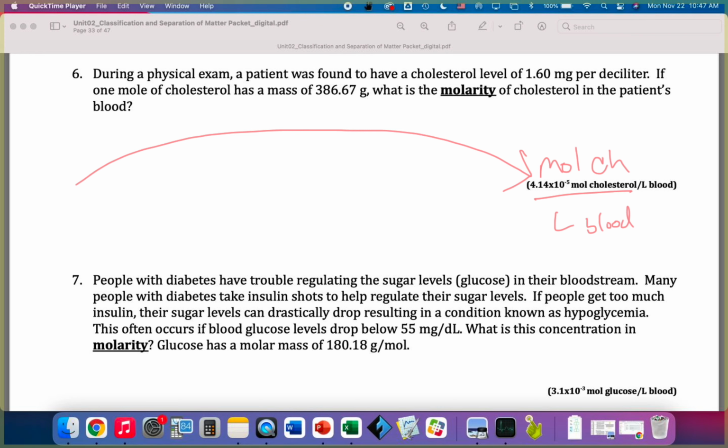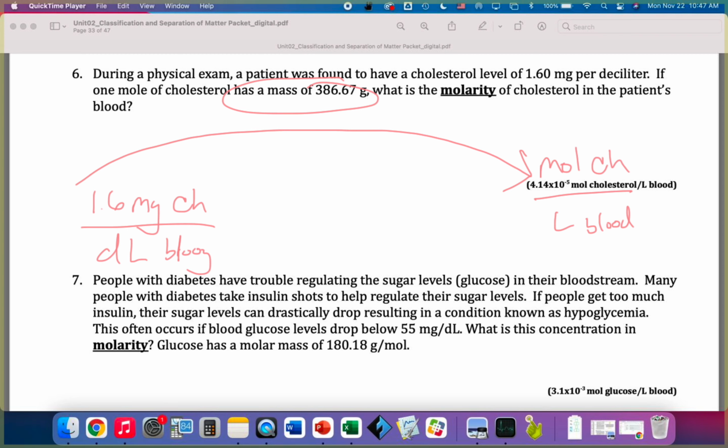So let's see what we know about this problem. It says we have 1.6 grams, that would actually be milligrams, of cholesterol per deciliter of blood. And we know that cholesterol has a molar mass of 386.67 grams. So if we can get these milligrams into grams, then we can convert to moles, and all we have to do is get rid of deciliters and go to liters.